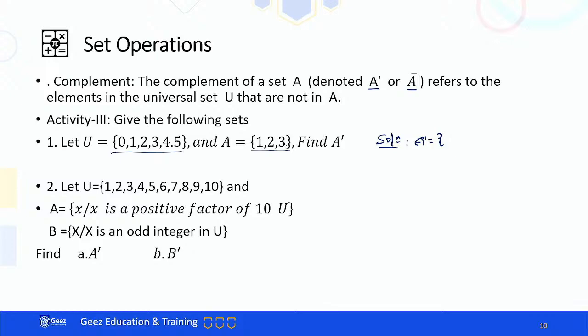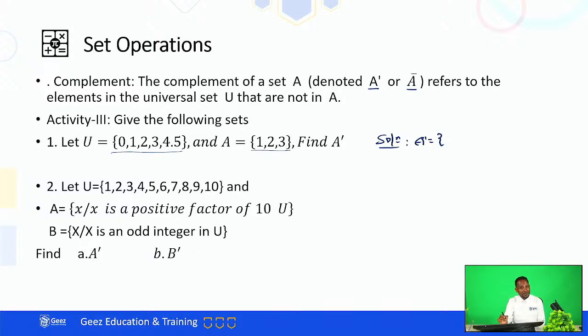So we have here a complement: elements of the universal set that are not in A. You have the biggest set here and a set over here, so A complement means elements in U which are not in A. These are called A complement or without A, elements of the universal set U that are not in A.